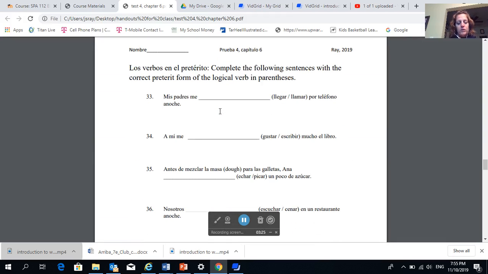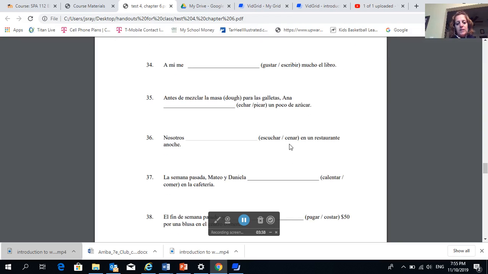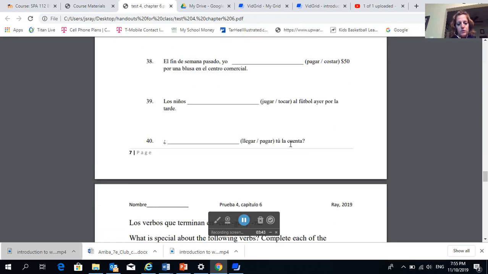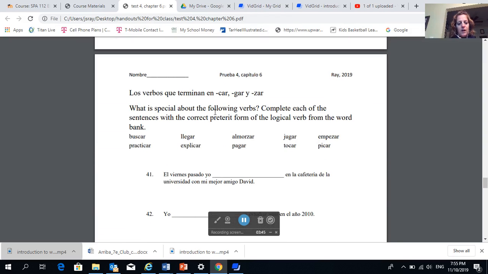Here it says, los verbos en el pretérito. Complete the following sentences with the correct preterite form of the logical verb in parentheses. You just pick the verb in parentheses that most likely completes or best completes the sentence, and then conjugate it into the preterite tense, saying that they did these things yesterday, as opposed to they do them on a regular basis. These are, remember, we talked about some irregularities.